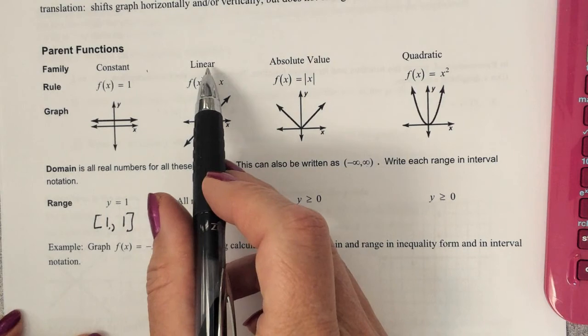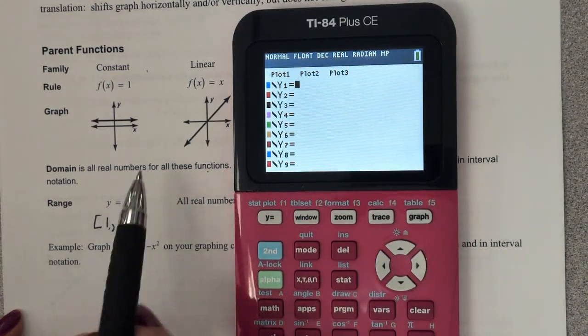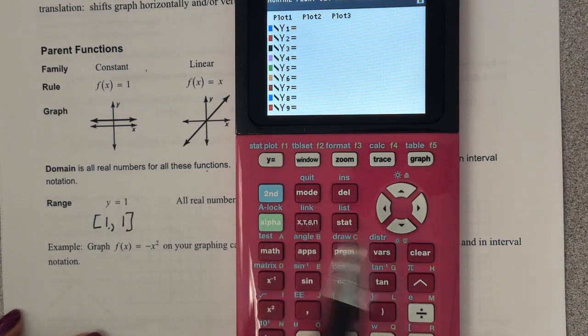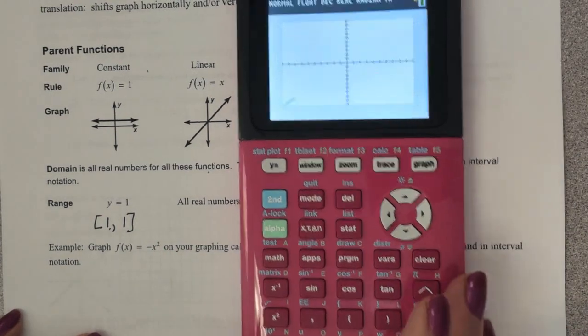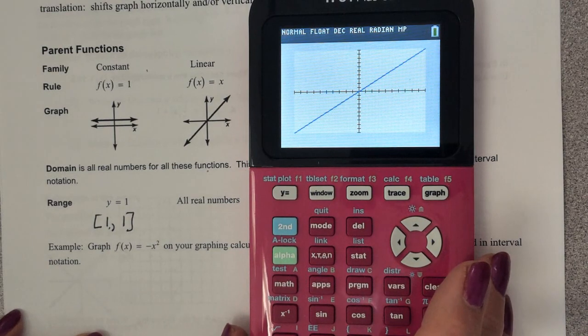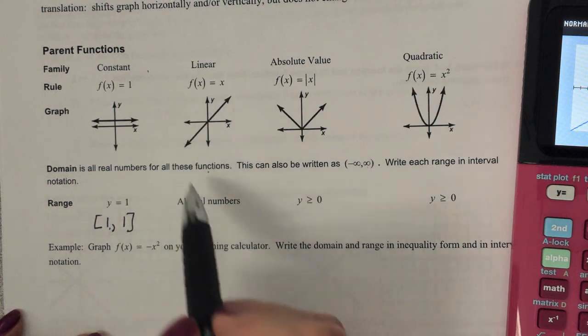Let's go to our next parent function, a linear function. Let's go to that, y equals x. X is right here, next to the alpha key. Push it in. Go ahead and just do your zoom 6. Just get in the habit of doing that zoom 6. Here's what that looks like. You got it here too. That's the most basic linear function.